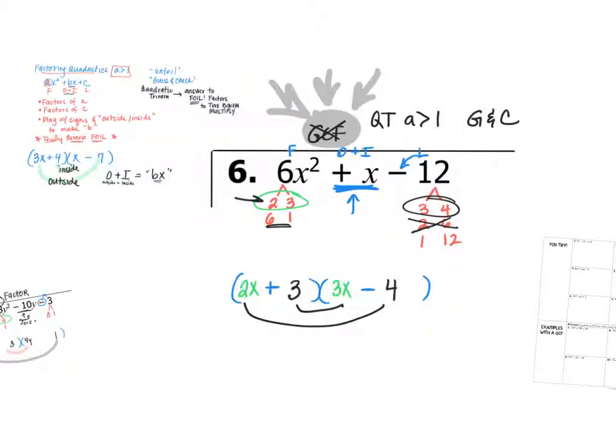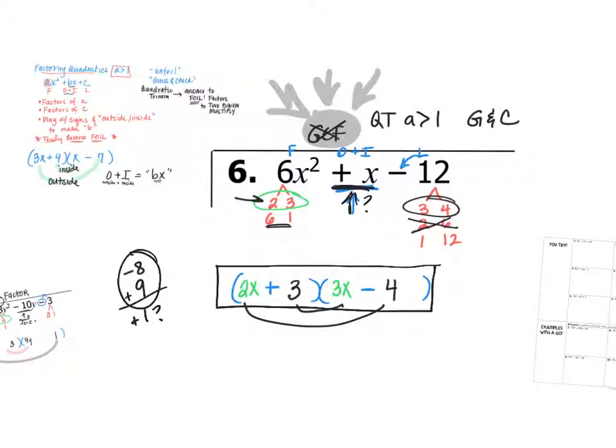So we're checking the outside of 2 and -4 to make -8. And we're going to check the inside of 3 and 3 to make 9. And let's combine those. -8 plus 9, does that equal a +1? Is that our goal? +1? Yes, it is our goal. We got it right on the first try. So 2x plus 3 and 3x minus 4.